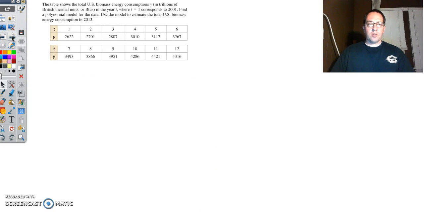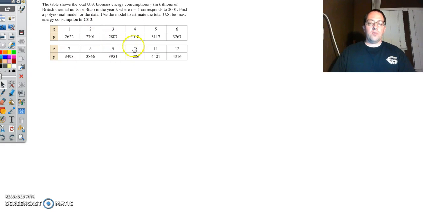Alright, so here's a question for us though. This shows the total U.S. biomass energy consumption in trillions of BTUs for the year, where year 1 is 2001. What we need to do is find a model for this, a polynomial function, and then use that to estimate the U.S. biomass consumption in 2013.